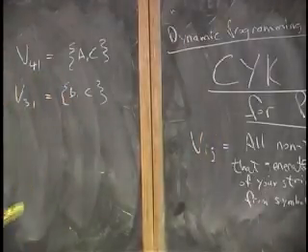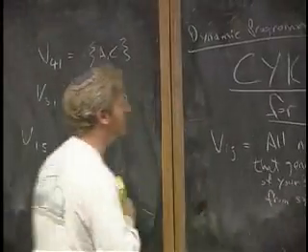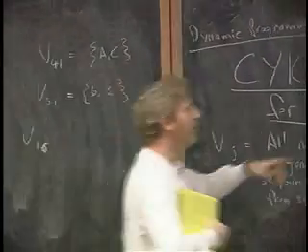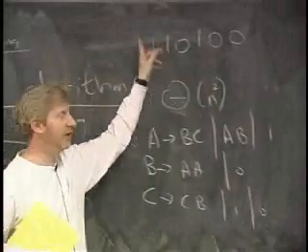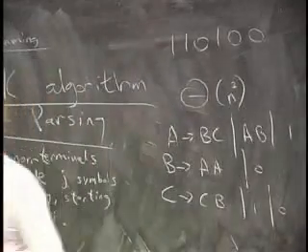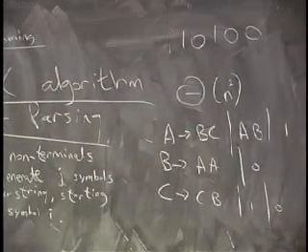And then I'll answer your question in a second, Joe. I saw your hand. What we really want to find out is V16. We want to find out which non-terminals generate 6 symbols of this string starting in position 1. That will give me the answer I'm looking for. And V16 hopefully will be based on these smaller cases.